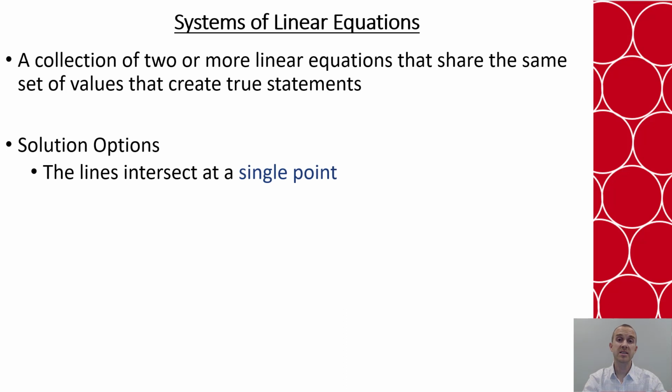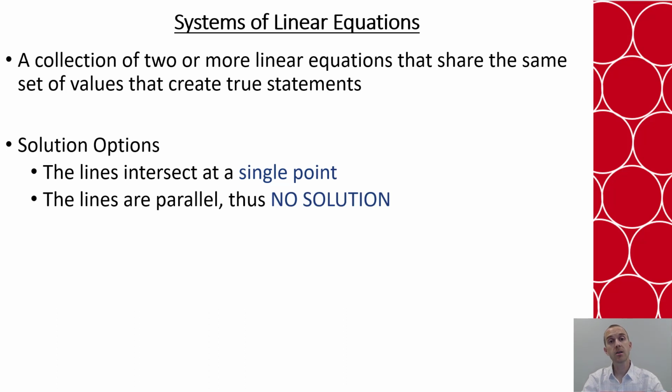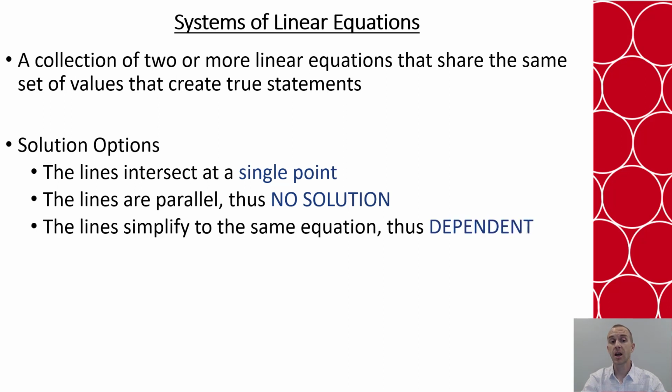One is that the lines intersect at a single point, and we list that point as the solution. Another option is that the lines are parallel to one another, and therefore there can be no solution since there's no intersection. A third option is that they simplify to the same equation, so that only one line would technically be graphed in the coordinate plane. When this happens, we write the word dependent.